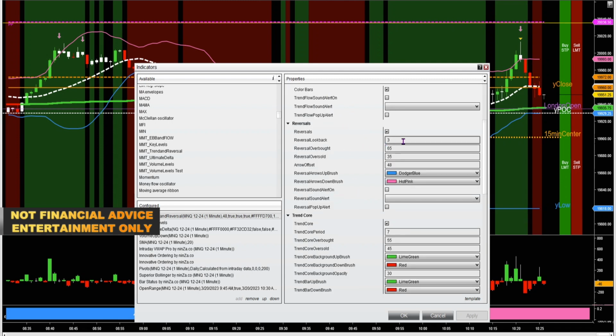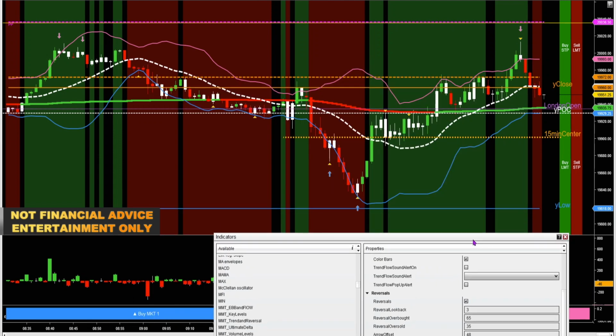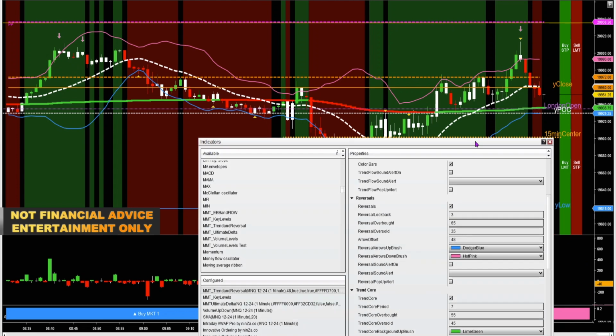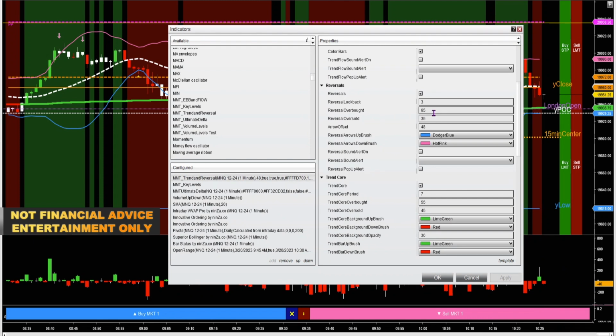For the reversals, I've got a look back of 3, overbought of 65, oversold of 35. There's an offset for the arrows, so if you need the arrow to be higher or lower, you can change that in the offset. So I'm getting just about the right amount of reversal signals on this chart. If I'm seeing too many reversal arrows, I can bump up these numbers to 70 and 30, or 80 and 20, 90 and 10. If I'm not seeing enough, I could take these down to 55 and 45, or 50 and 50. So when you're doing your back testing, highly recommend playing around with these two numbers.